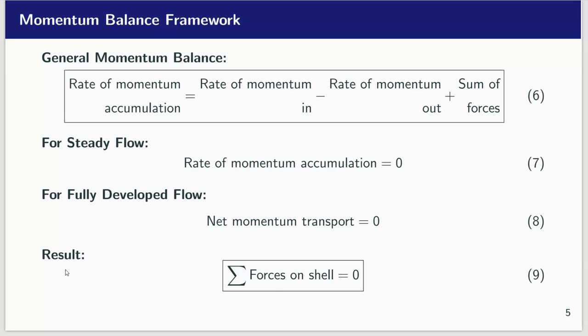Now the momentum balance framework. The general momentum balance: rate of momentum accumulation is equal to rate of momentum in minus rate of momentum out plus sum of forces. For steady flow, the rate of momentum accumulation is 0. For fully developed flow, net momentum transfer is equal to 0. That results in the summation of all forces on the shell being equal to 0.